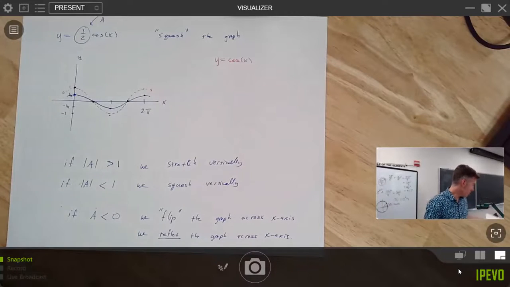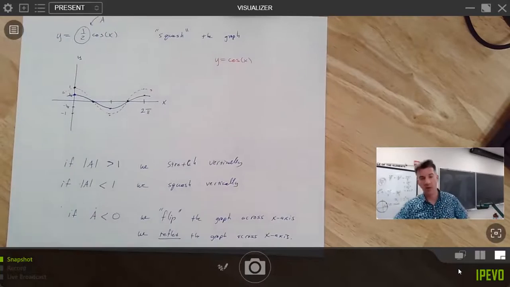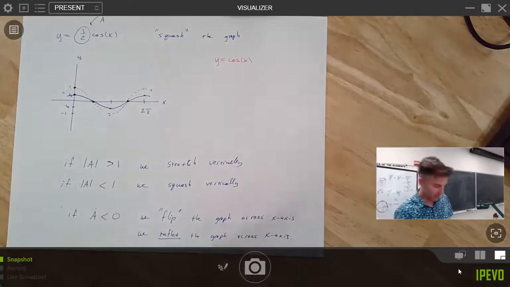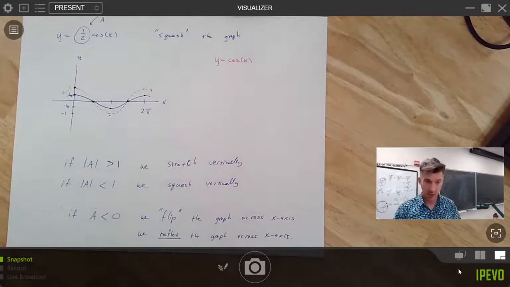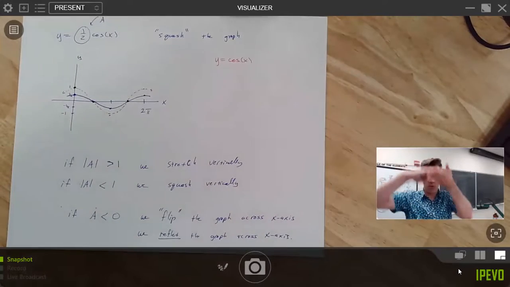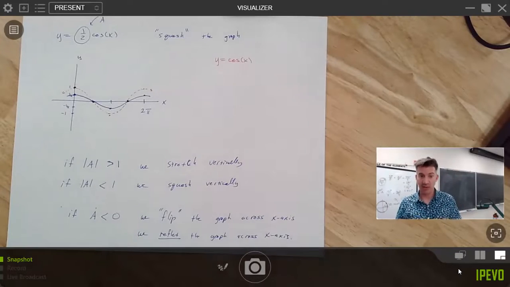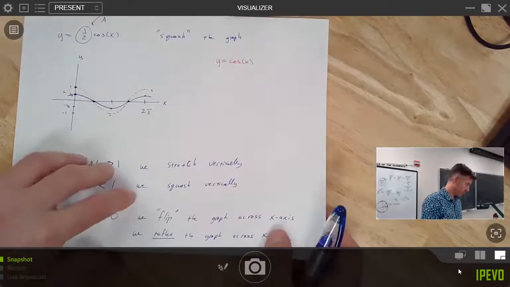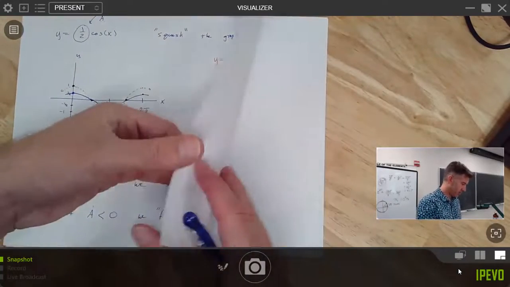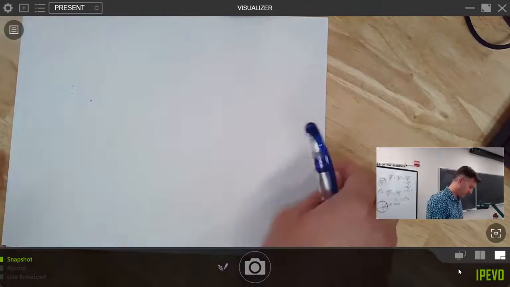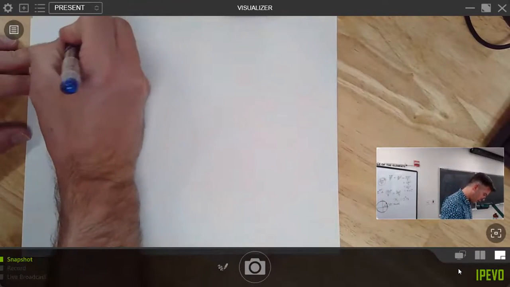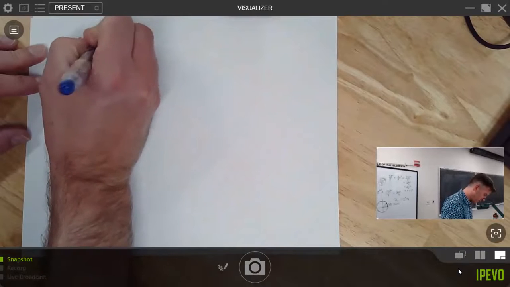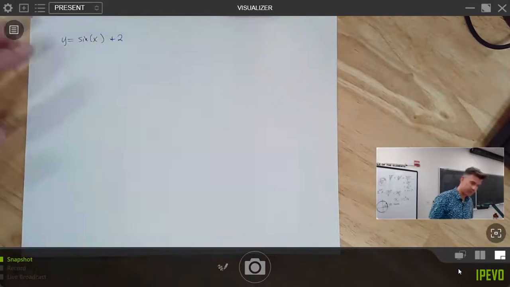The next thing that we want to talk about when graphing sine or cosine is a vertical shift. So you can move the graph up or down simply by adding or subtracting something on the end. Let's just do some examples. I want to graph something on paper that doesn't have dots on it like that. Let's graph, say, y equal to sine of x plus 2.